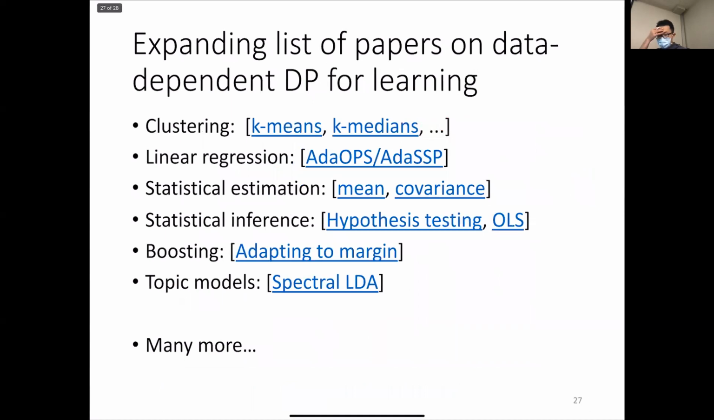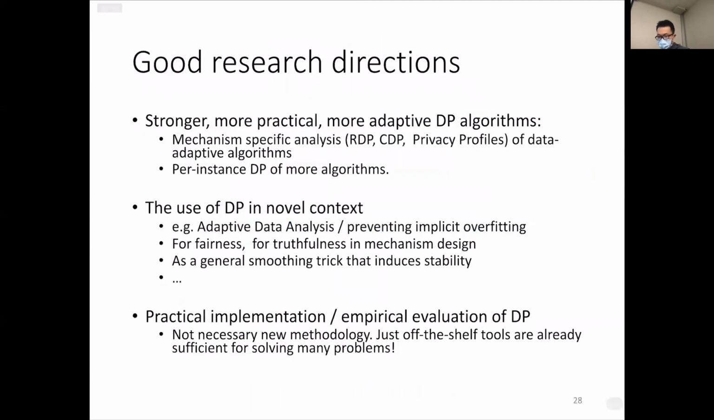Okay, to conclude, there is an expanding list of papers on data-dependent DP analysis for various algorithms ranging from clustering, statistical estimation, and inference, to topic models like LDA, and boosting, AdaBoost, and decision trees and XGBoost and so on. And many of these are very hot topics in the recent machine learning and security literature.